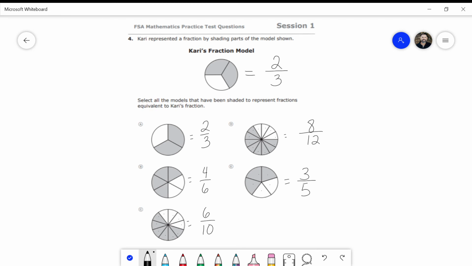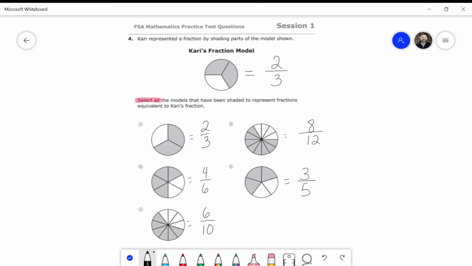So now that I see my fractions as well as my model, all I'm trying to do is select all. Now that's very important. If you see that question on FSA, that means there's more than one answer. So don't just put one. There could be 2, there could be 3, there could be 4 or more. So select all the models that have been shaded to represent fractions equivalent to Carey's fraction. Equivalent, if you remember, means when we have fractions that are equal, but they have different numerators and denominators. So they have the same value because all we're doing is cutting them and making the pieces smaller.